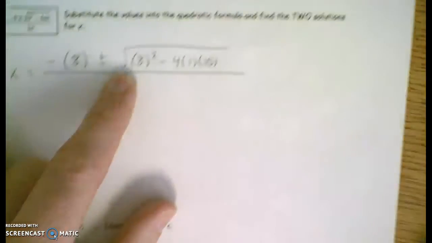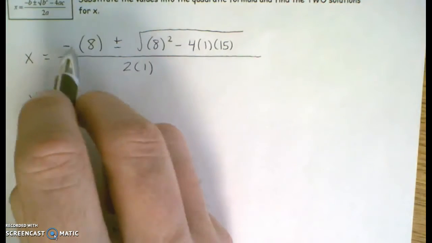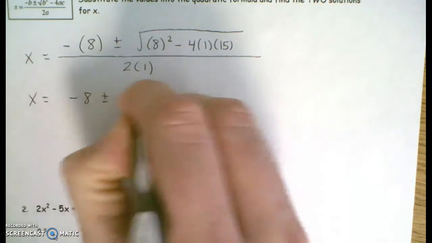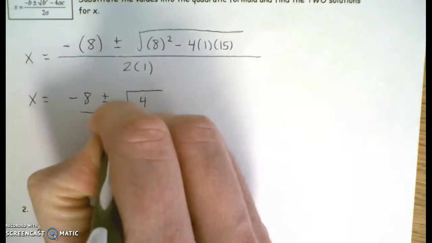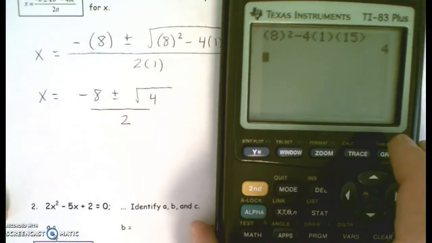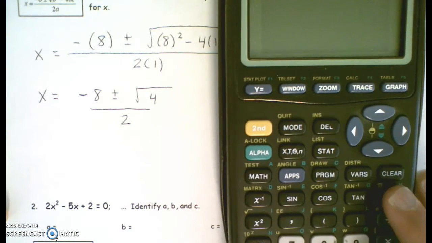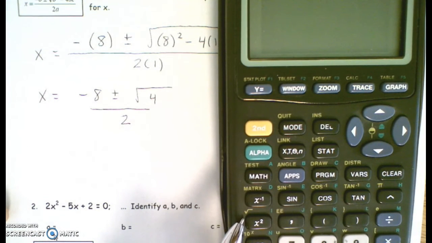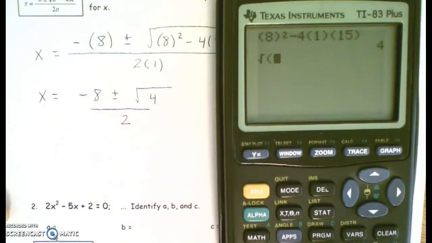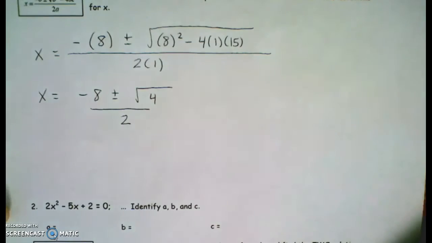So I'm going to rewrite my problem here. X equals -8 just turns into -8 plus or minus the square root of 4 over 2. And so now this is a lot easier, right? What's the square root of 4? So to find a square root, you're going to use this key, which is right above the x squared key. So I have to hit second x squared and then type in 4. So the square root of 4 is 2.